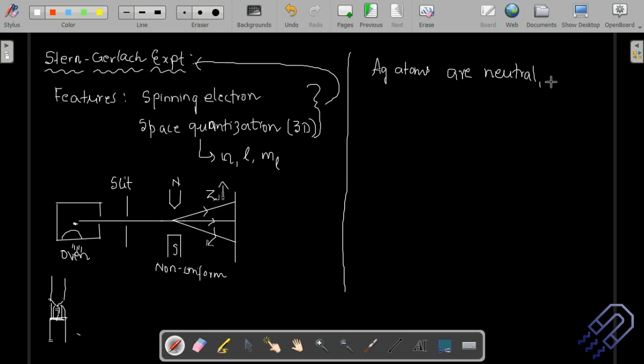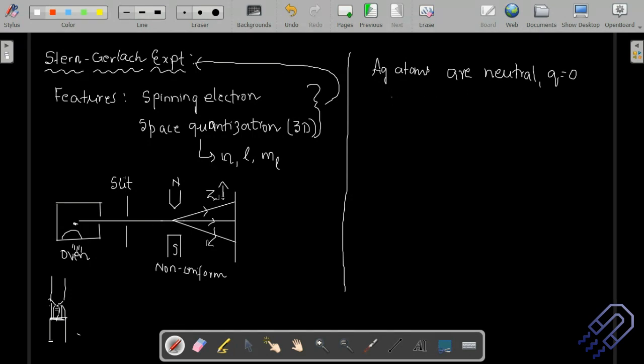So if they are neutral, that means we obviously know that Q is equal to 0. There is no charge as such. Now if there is a magnetic field, and this is neutral, and we are saying that this does not have charge, why does it deflect? That is the question, right? That is a very important question that we need to know.